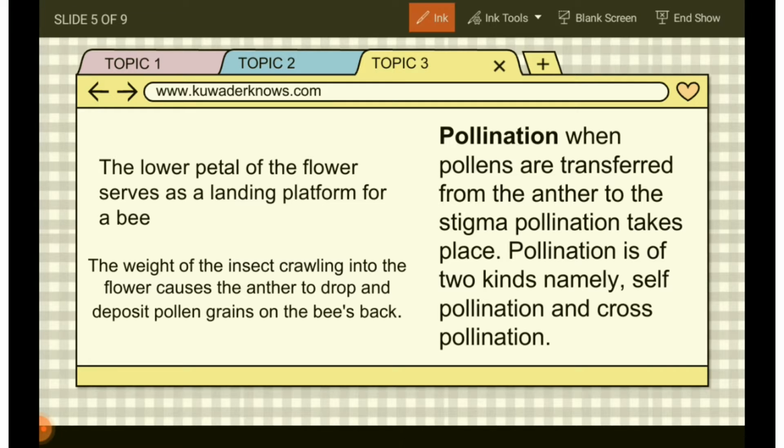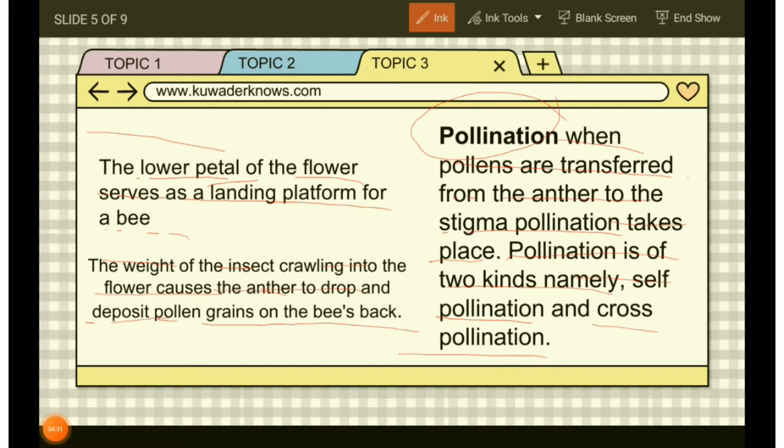The lower petal of the flower serves as the landing platform of the bee. The weight of the insect crawling on the flower causes the anther to drop and deposit pollen grains on the bee's back. Our bees give us honey. So, pollination occurs and it also gives us honey. In pollination, when pollens are transferred from the anther to the stigma, pollination takes place. Pollination is of two kinds, namely self-pollination and cross-pollination.